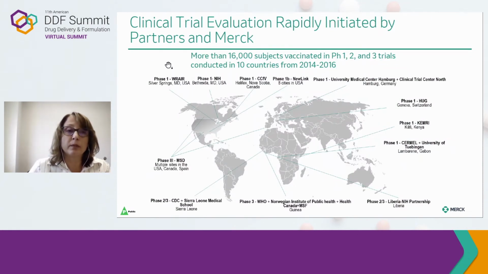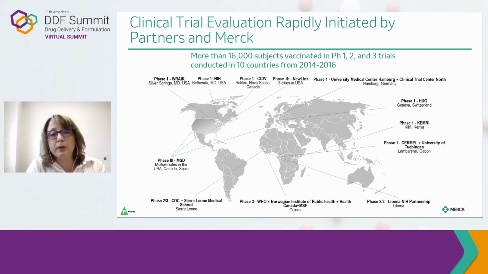When Merck became involved, it's because Lynne was smaller. We did a clinical trial evaluation, but using multiple partners along with Merck, and that's how we were able to really tackle the problem. We were involved with the NIH, the WRAIR, and WHO. So there were multiple partnerships that made these clinical trials happen. We had more than 16,000 subjects vaccinated in the phase 1, 2, and 3 trials, in over 10 countries.